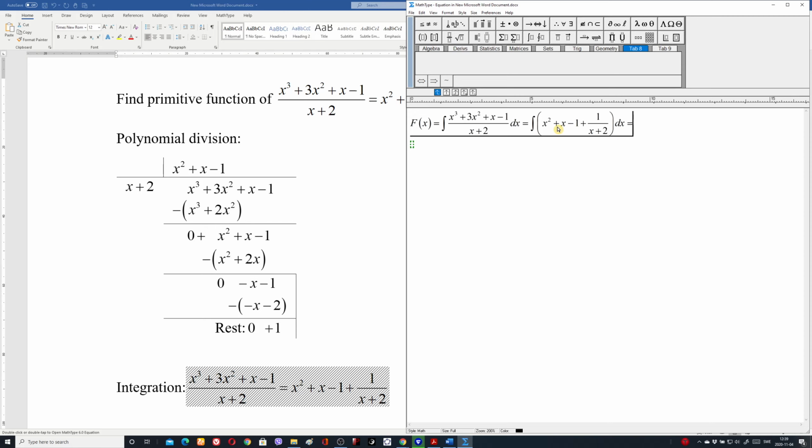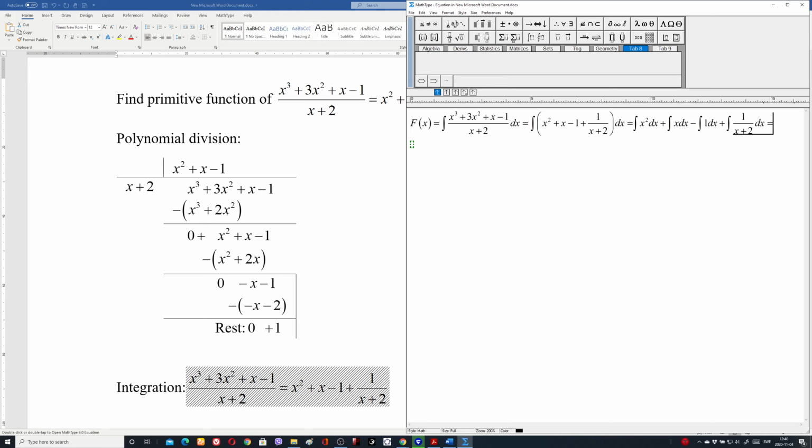So now, when I continue, I will take one integral from the first one here, x power 2 dx, and I will put another integral from this one here, plus x, x dx, which will be much easier to understand, and I will put one integral for minus 1, 1 dx, and plus the integral for this one here, 1 divided by x plus 2 dx.